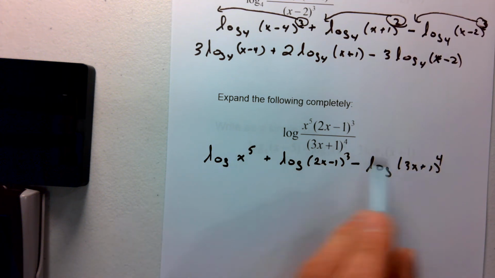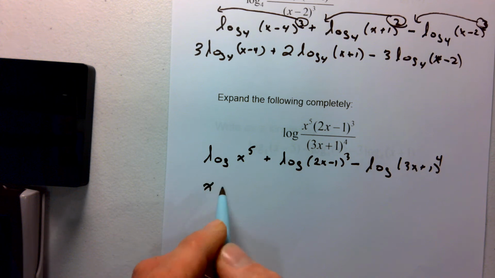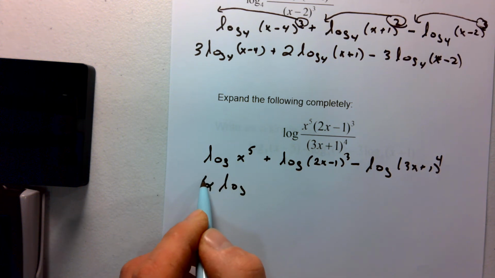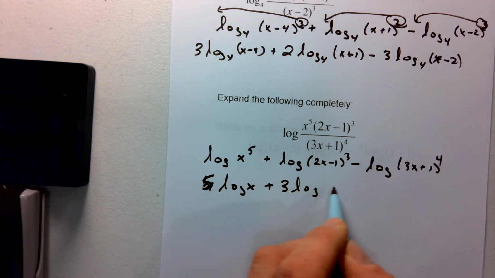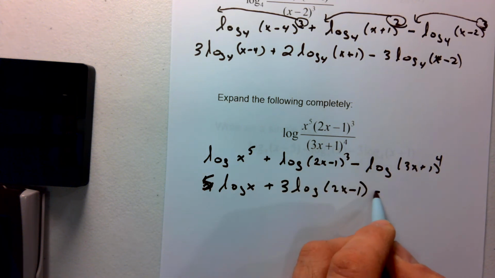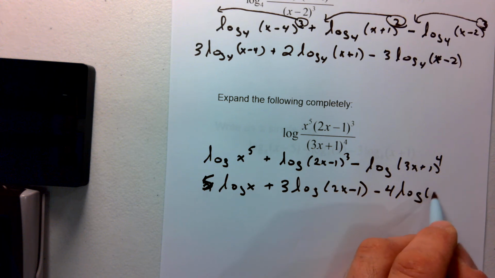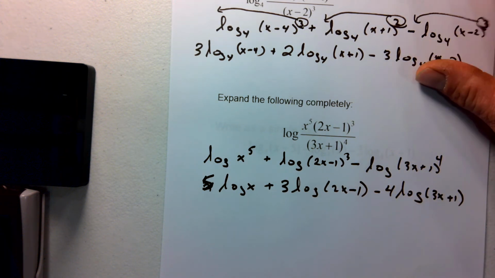Again, I can bring all my exponents to the front through my exponent rule. So I have 5 log x plus 3 log of 2x minus 1 minus 4 log of 3x plus 1. And that gives us our expanded form.